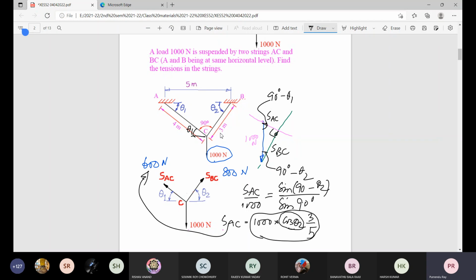Okay, and we can verify for SBC. So for SBC, it will be SBC divided by 1000 equals sine of the opposite angle, 90 minus theta 1, that is cosine theta 1. So what about cosine theta 1? 4/5, divided by sine 90, that is 1. So how much is it coming? 800. So SBC is 800.